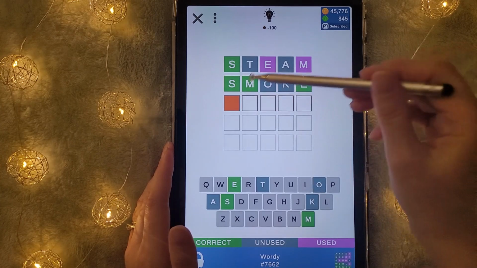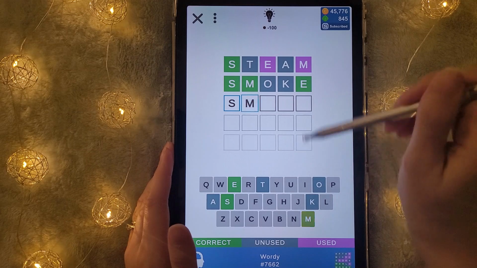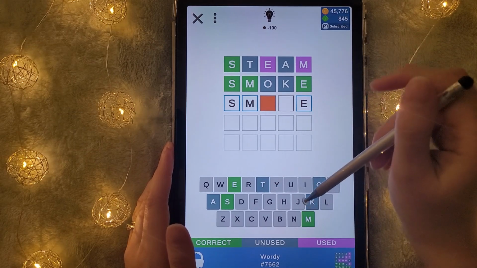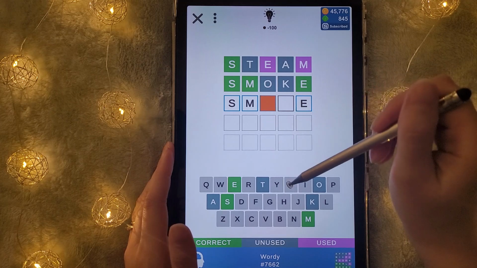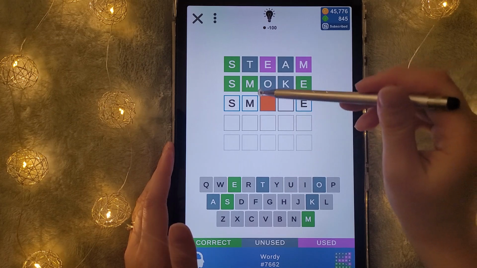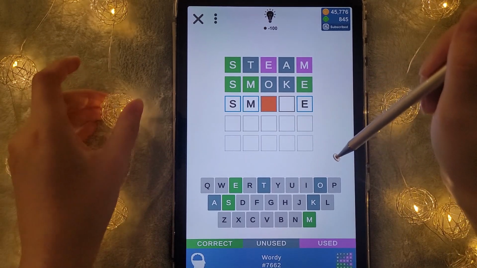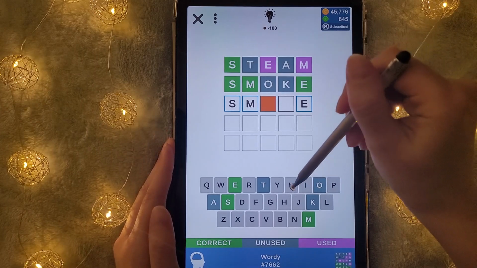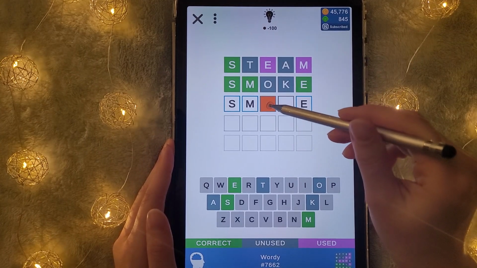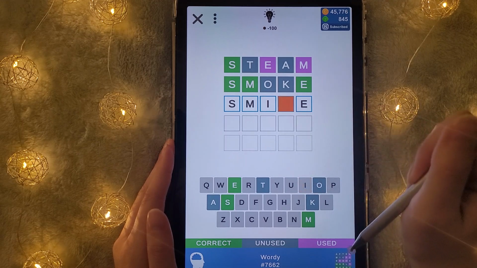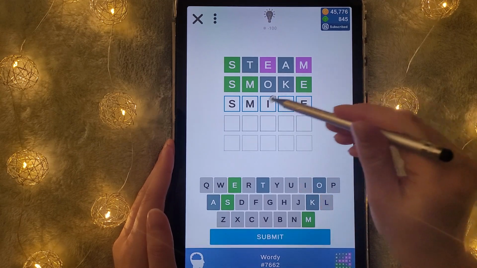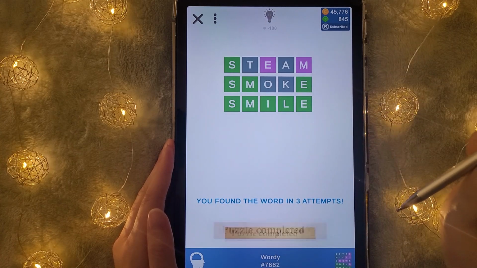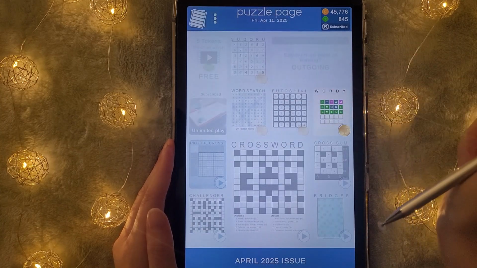Okay, so it's not smoke, but we did place the M and the E. So now it gets a little tricky of just kind of figuring out what exactly it could be. So I'm thinking, logically it makes sense to me that this would be an I, and then maybe an L for smile. There we go. We found that one in 3 attempts.